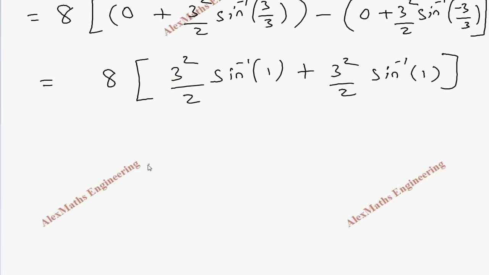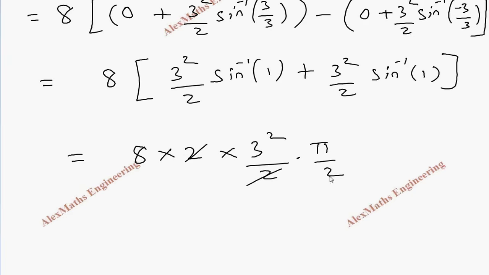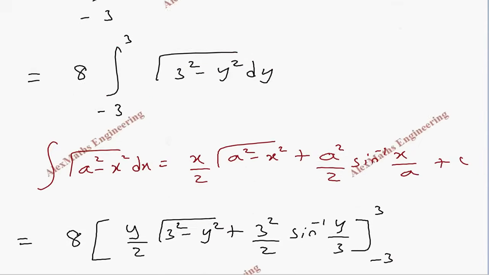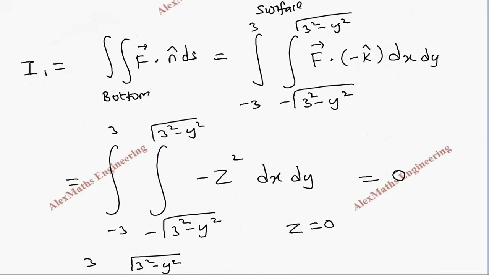Now this is 2 times, so 8 into 2 into 3 square by 2 sin inverse 1, which is pi by 2. So we can cancel this and we can cancel this also. So 3 square is 9, 9 times 4, 36 pi. Now we have the third part, which is the curved surface area.